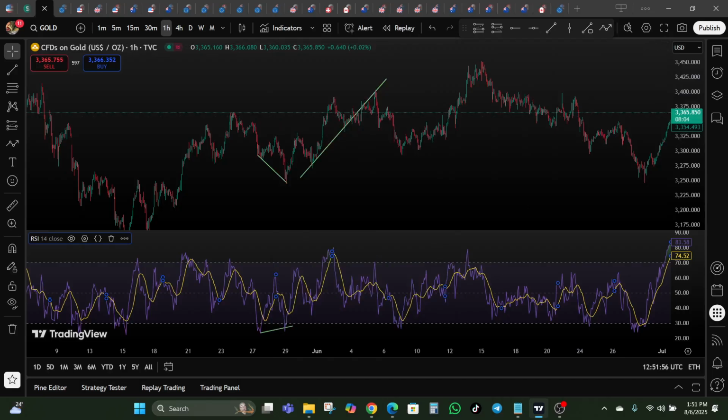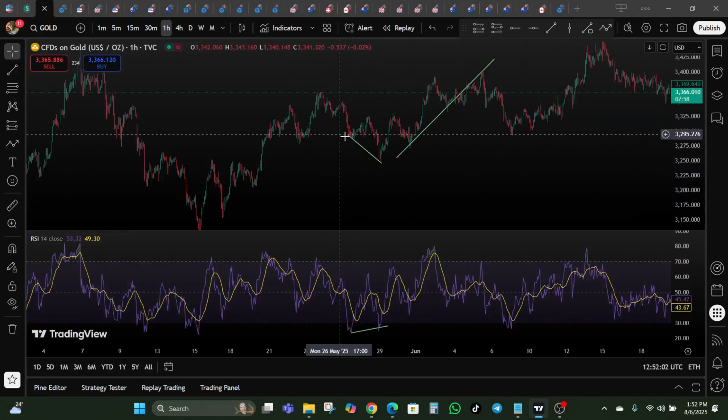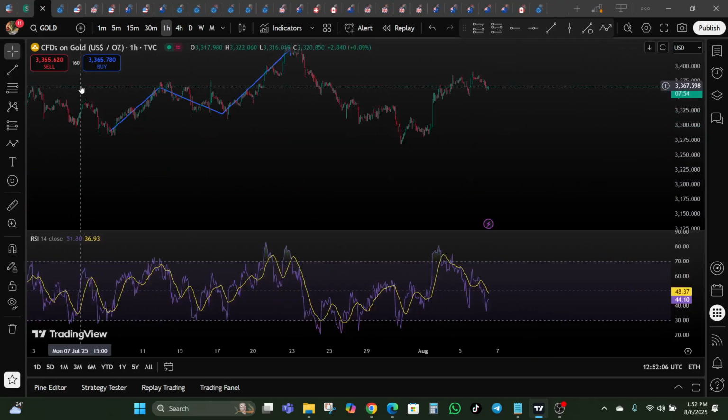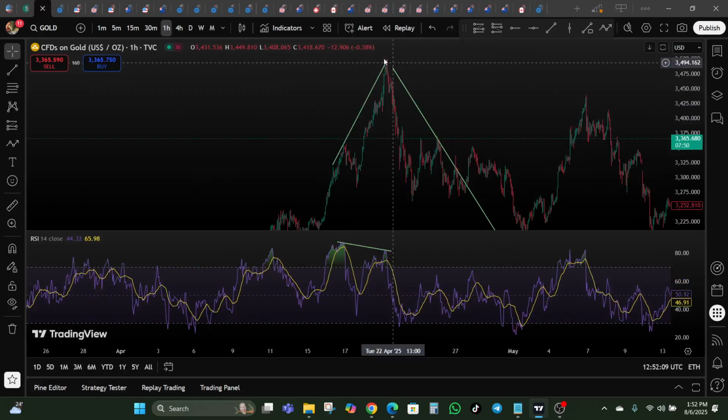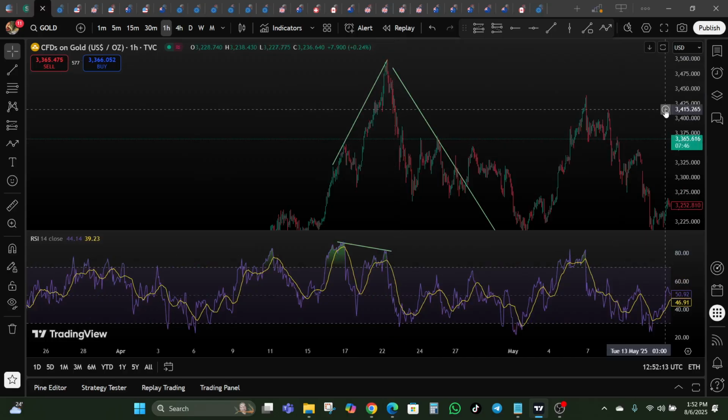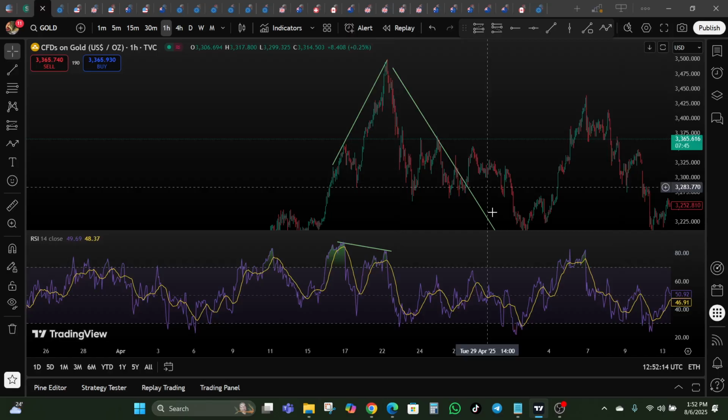Then you wait for price to make a new high or a new low, but RSI does the opposite, just like what happened here. Price made a new low, but RSI made a new high. In this other case, you can see price made a new high, RSI made a new low. So you wait for such to happen.